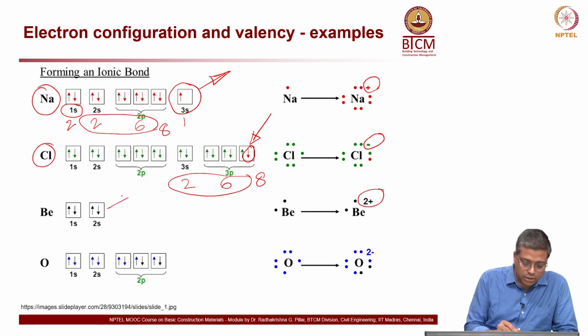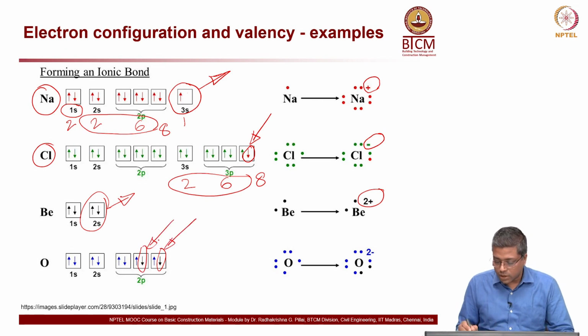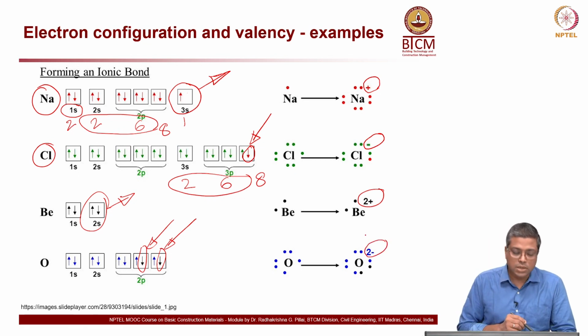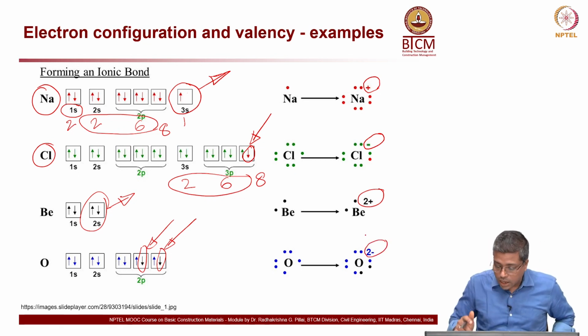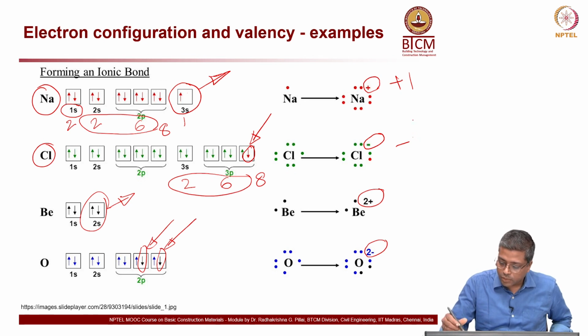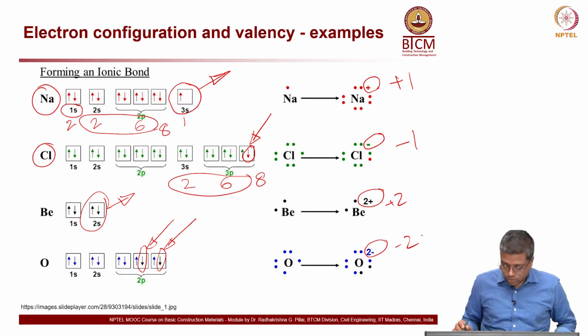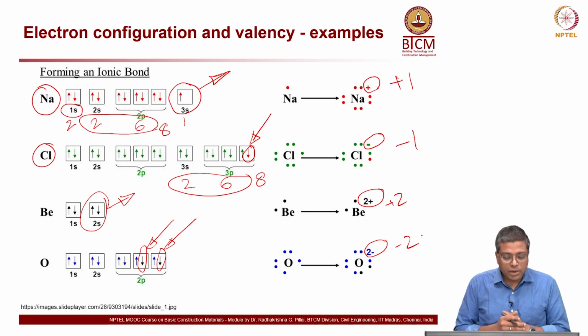Barium typically gives away those 2s electrons, or 2 electrons, and in case of oxygen it typically takes the 2 electrons from some other atom and then you get this 2 minus as the charge. So, this is just the charge, all this you can see here: for sodium it is plus 1, for chloride it is minus 1, barium 2 plus and then minus 2. So, this is typically how these electrons are configured.